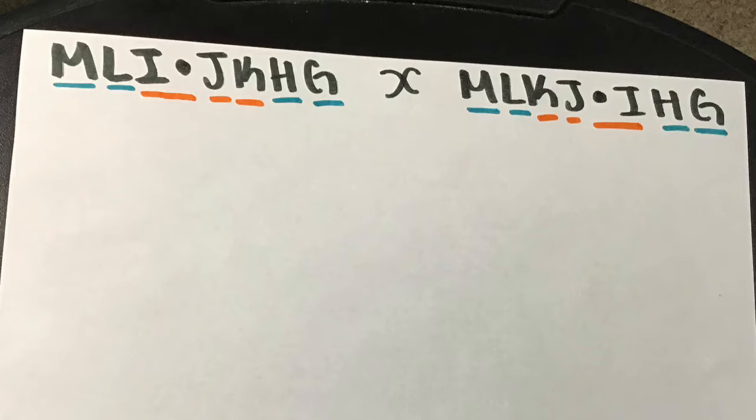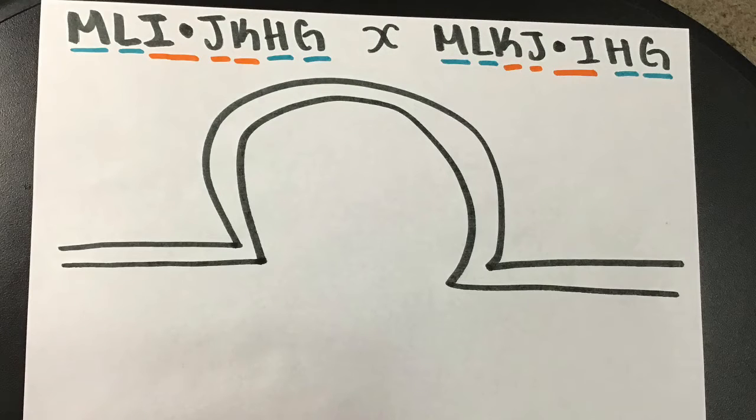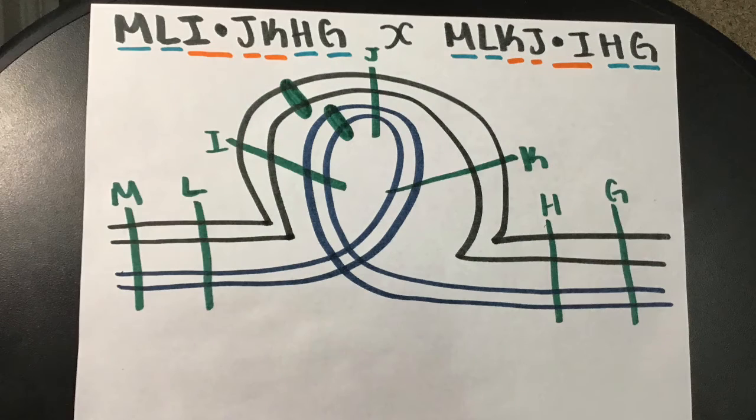Since there is an inversion, the chromosome will accommodate for the inversion with a loop and a bubble. Here's chromosome 1. We have to add one more strand because each chromosome has a pair of two identical chromatids. Here's chromosome 2 and the second identical chromatid. Now we just have to add the genes on the chromosome and make sure the homologous regions line up. The centromere is located between I and J.